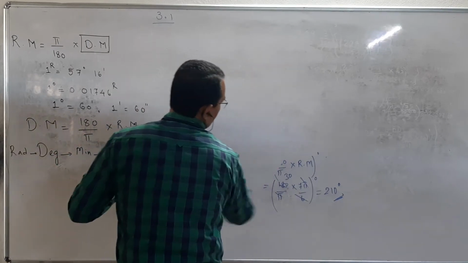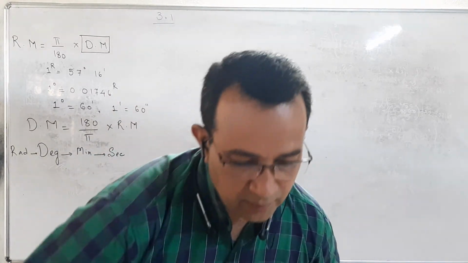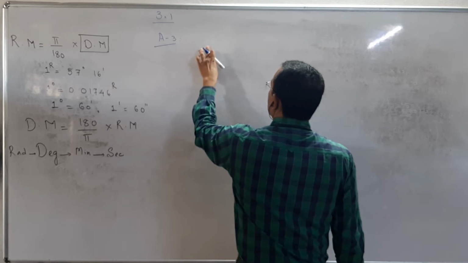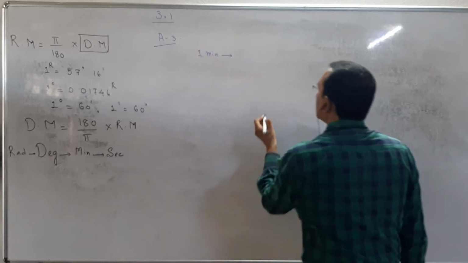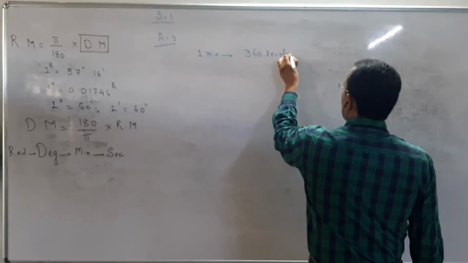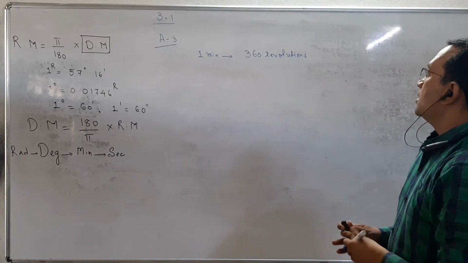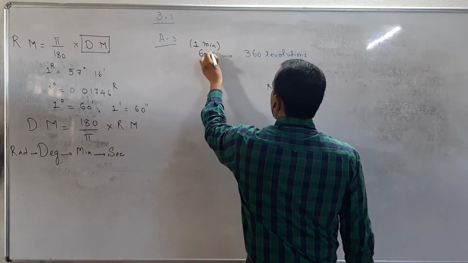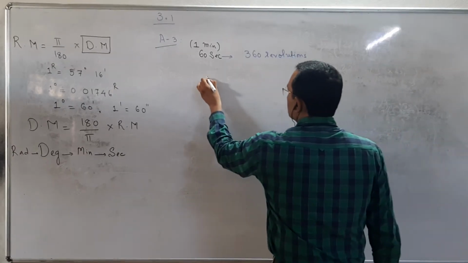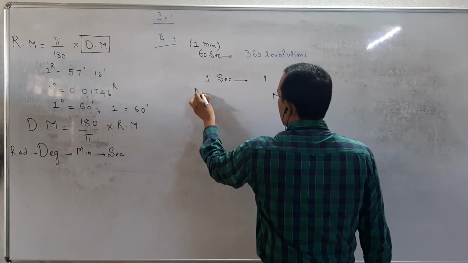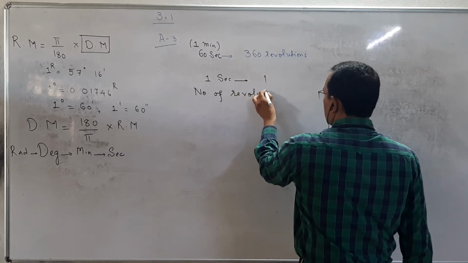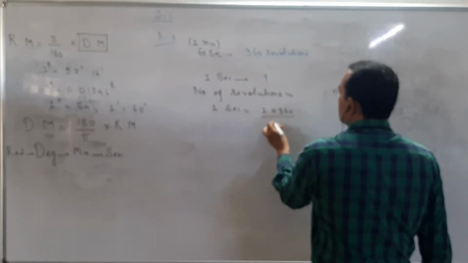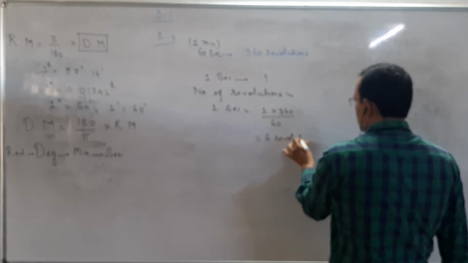Okay, now students, all of you concentrate. A wheel performs 360 revolutions in 1 minute. How many revolutions? 360 revolutions. Now, students, 1 minute is nothing but 60 seconds. So, in 60 seconds, 360 revolutions. So, students, in 1 second, how many revolutions? The number of revolutions in 1 second is equal to 1 into 360 divided by 60, and that is 6 revolutions.